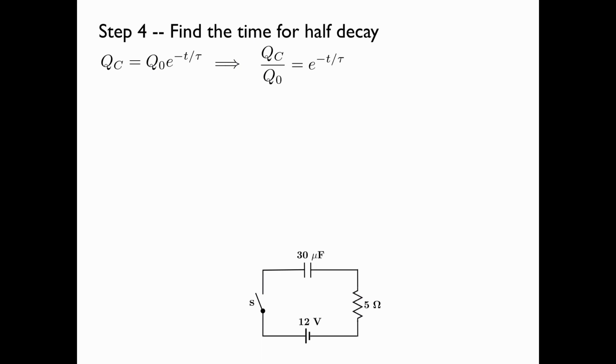Now we don't know what Q0 is, although we could find it easily because it's equal to CV. All we're interested in knowing is when this ratio is 1/2, when the charge on the capacitor is 1/2 of the charge it had when it was fully charged. So this is our relationship that we're looking to solve.